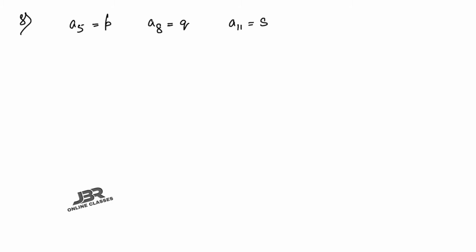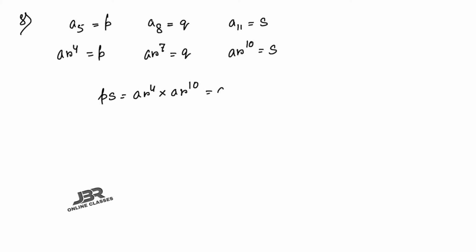So you can write down here A r to the power 4, it's P, A r to the power 7, it's Q, A r to the power 10 equal to S. Now if you multiply the first and the last term, because these three are in GP, so here you can write down P into S. So here PS equal to A r to the power 4, A r to the power 10, that means A square r to the power 14.